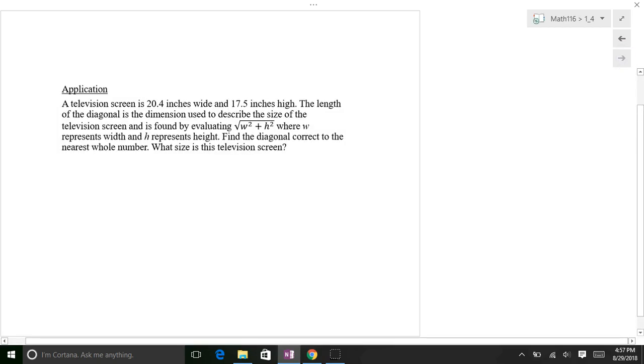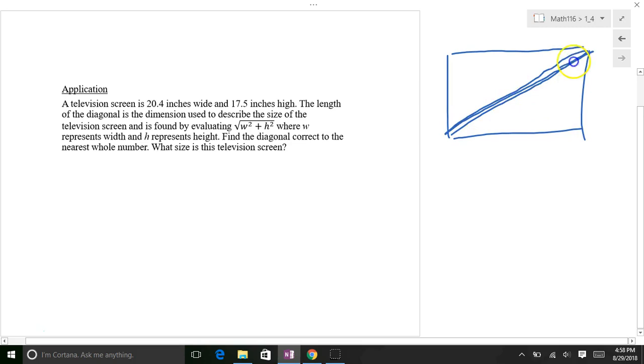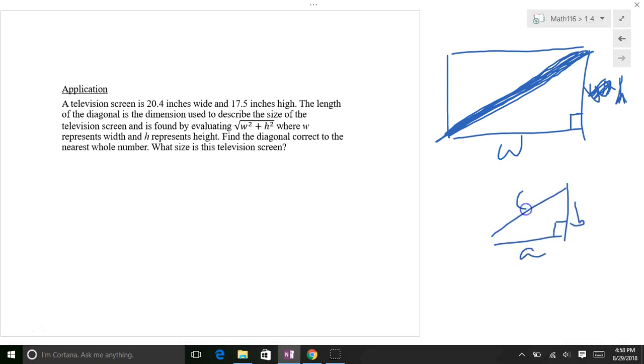All right, last one. Look at a television screen. This right here is the length of the television screen. They're saying, well, hey, you've got your width and your height right here, and you know that's a right angle. I don't know if you guys remember the Pythagorean Theorem says if I've got a right angle, A, B, C, then A squared plus B squared equals C squared. If you're solving for C, you can just square root both sides. So that's where this comes from.